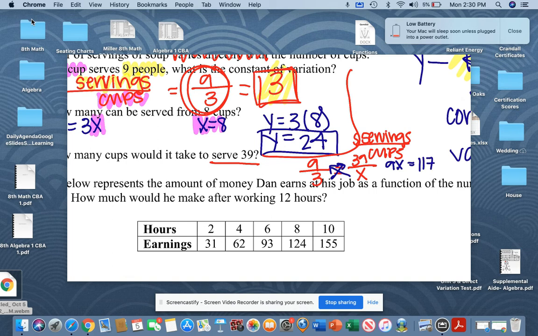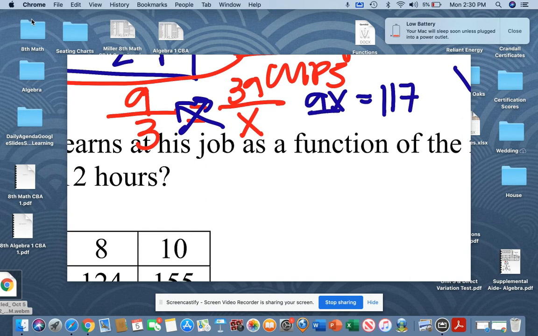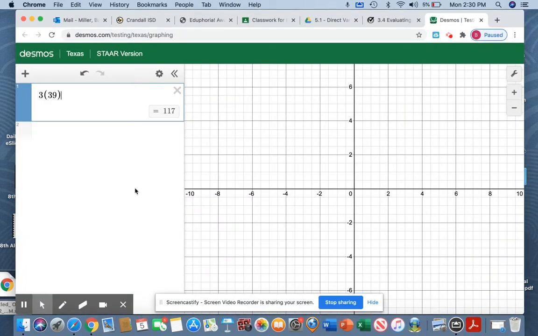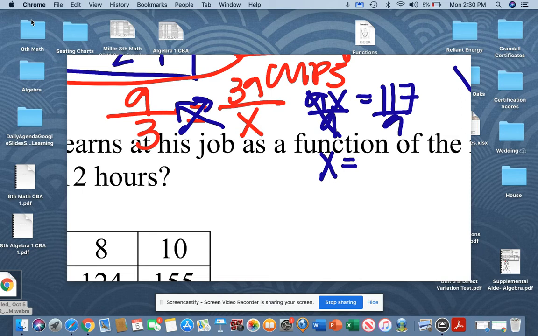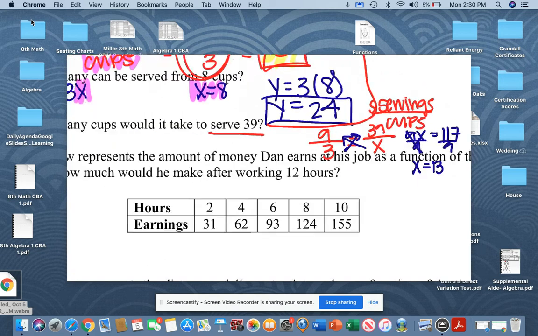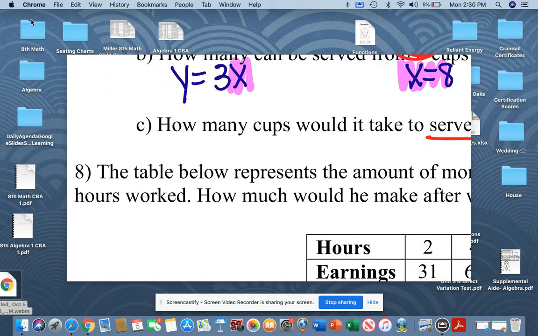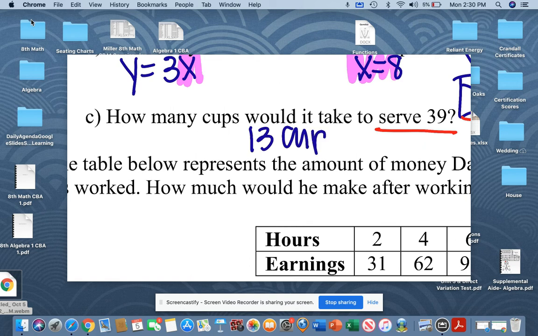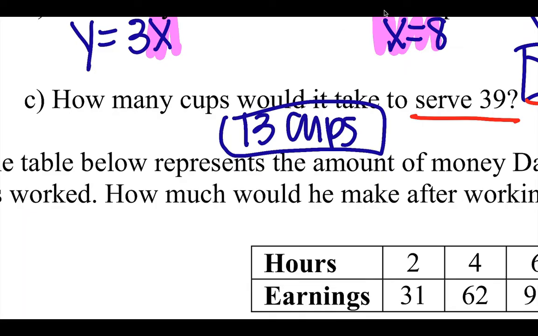I've got to divide both sides by 9. So I have x equals 117 divided by 9, which is 13. So it would take 13 cups to serve 39 people. Sorry, that was a little cramped, y'all. Hopefully you can read that.